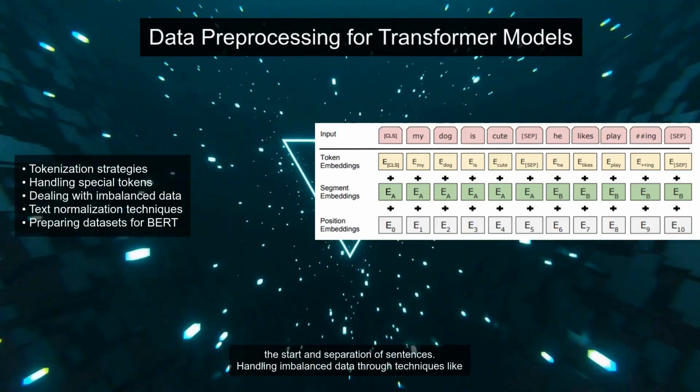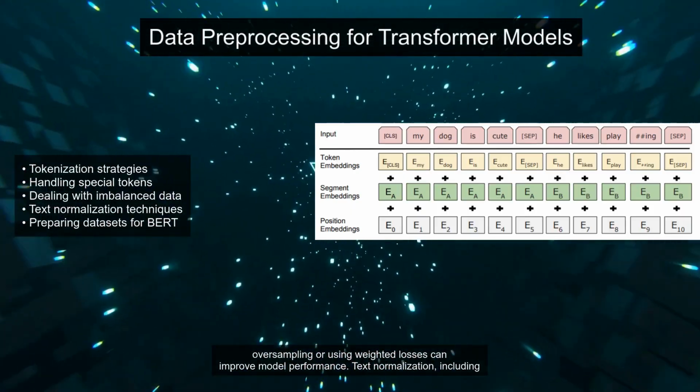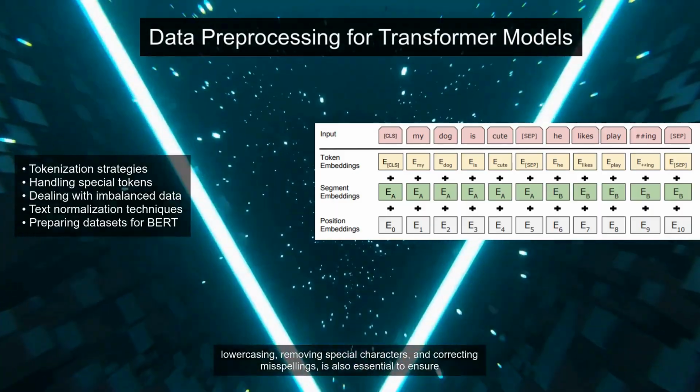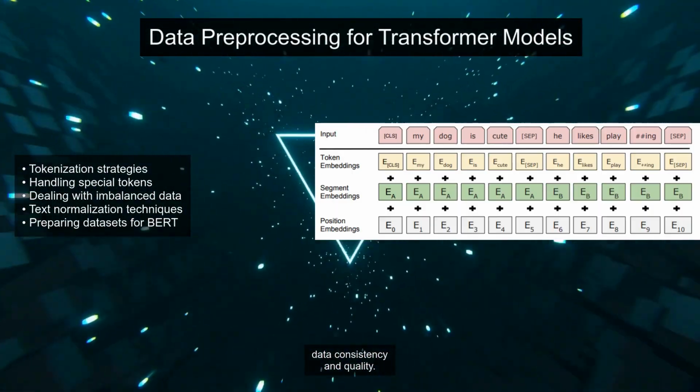Handling imbalanced data through techniques like oversampling or using weighted losses can improve model performance. Text normalization, including lowercasing, removing special characters, and correcting misspellings, is also essential to ensure data consistency and quality.